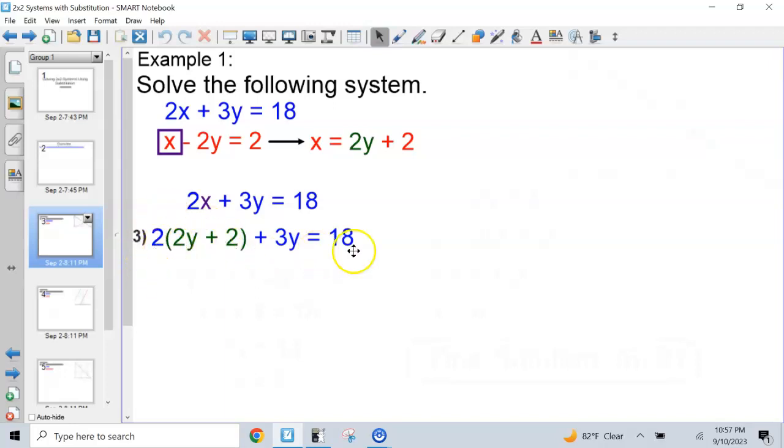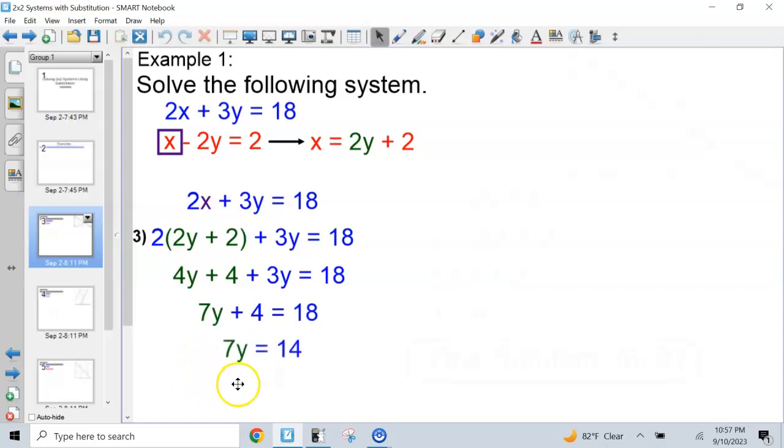Notice this equation has no x and there's just y. So we're going to distribute, then combine like terms, then move the 4 over by subtraction, and get rid of 7 by division. We now found the y value.